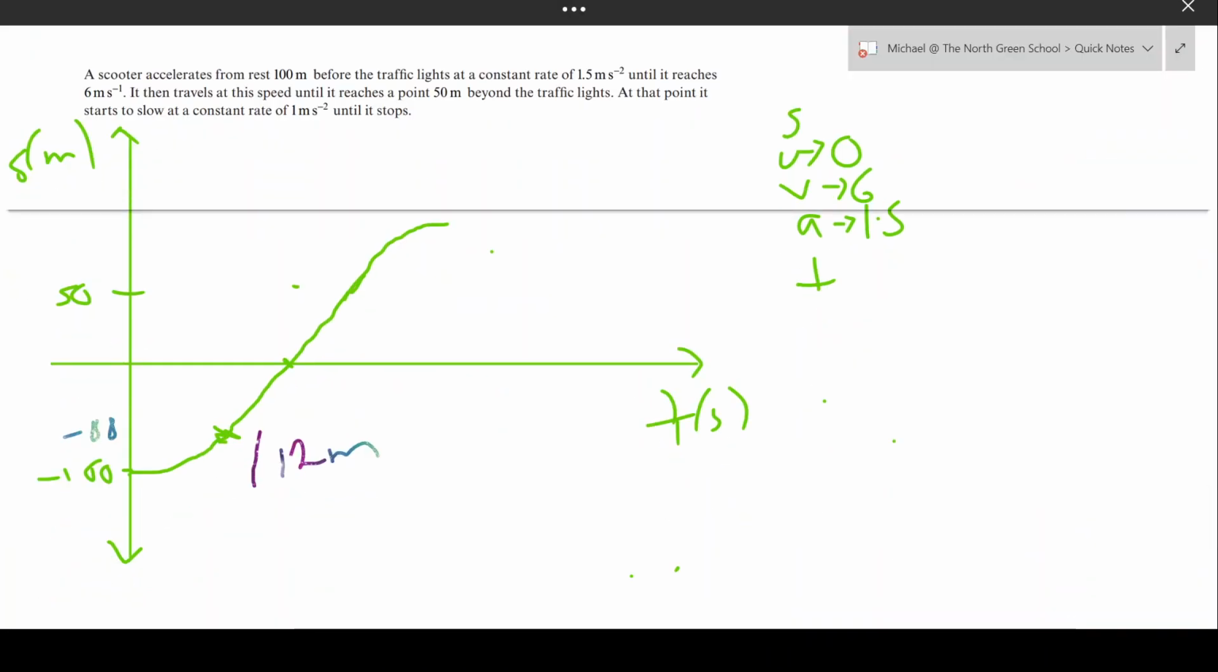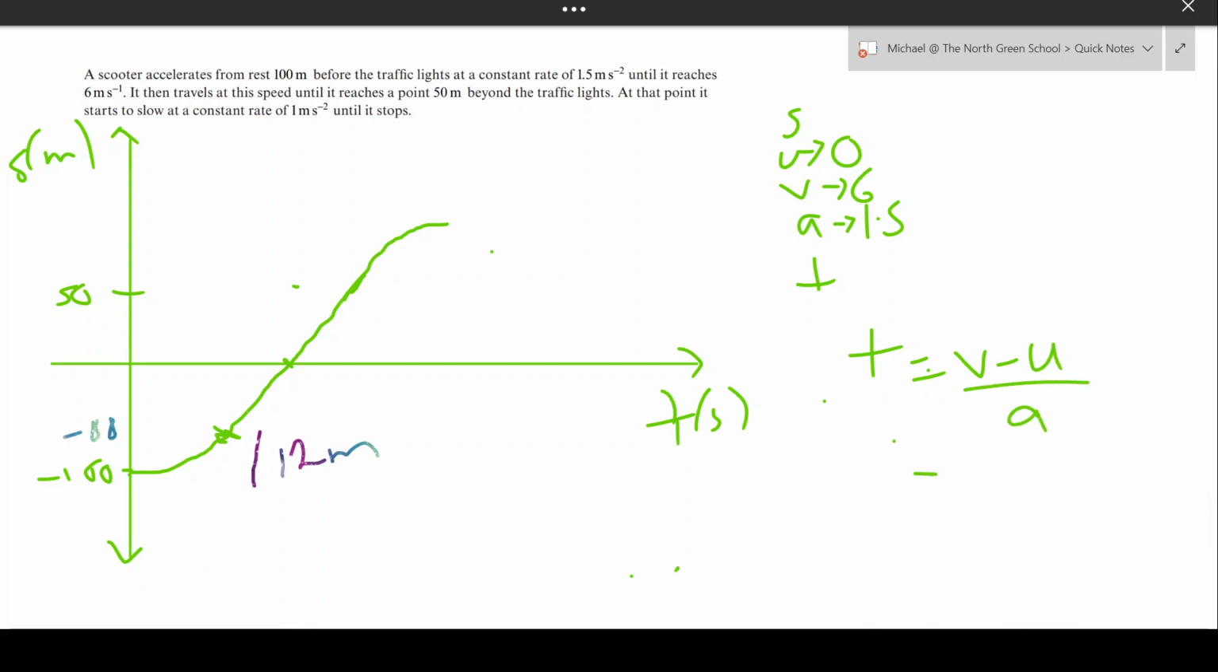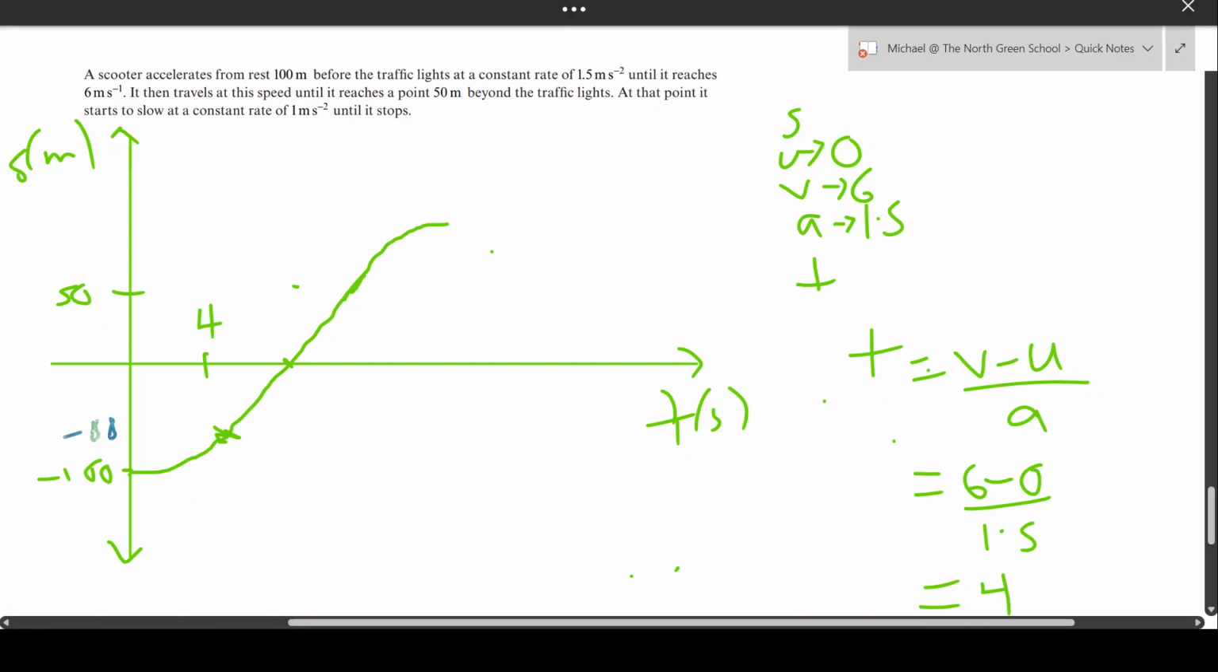So let's get the pen and draw that. To find the time, I'm going to say t is equal to (v minus u) over a, which is equal to (6 minus 0) over 1.5, which is equal to 4. So it takes 4 seconds to do this whole accelerating part, until it starts the constant gradient part, the straight line. It takes 4 seconds and covers 12 meters, and that's the first part.